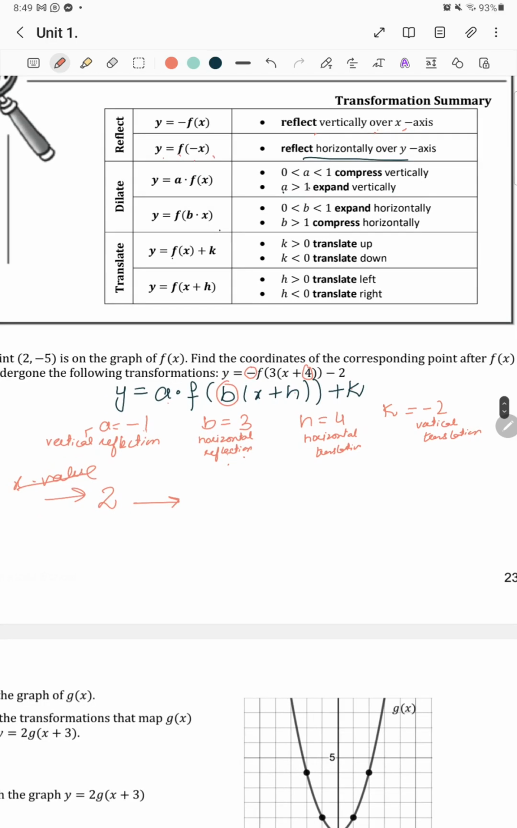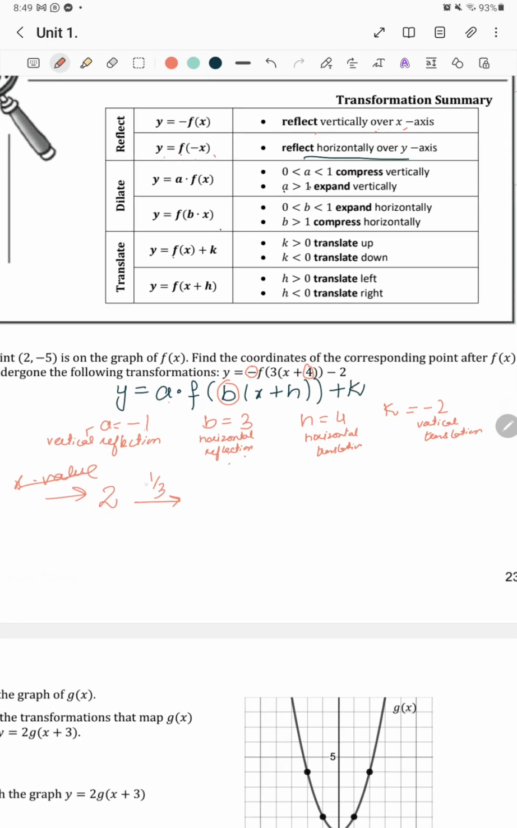So it's a horizontal reflection. We're going to affect the x value, so it's multiplied by 1/3. We will get 2/3. Now horizontal translation: if it's x plus h and h is positive, we need to subtract. So -4 multiplied with -4, and that will give us -10/3. Okay, now the y value.